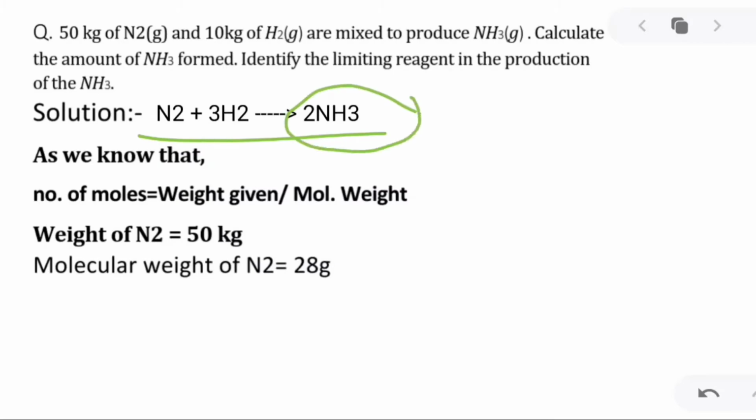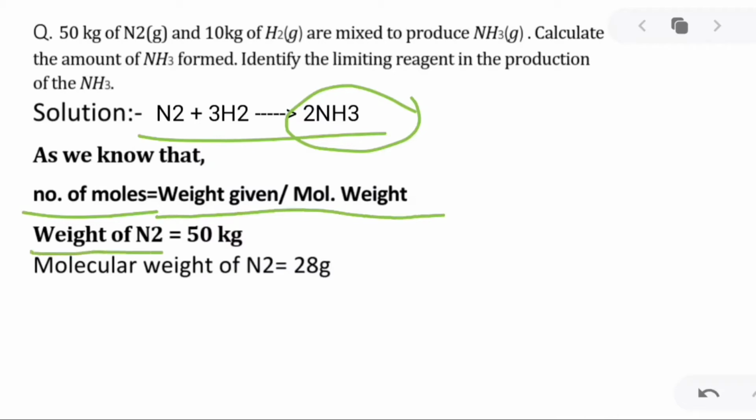Now we must calculate the number of moles of N2 and H2 to find out which reactant is the limiting reagent, that is, which reactant is present in the lesser amount. The formula for number of moles is weight given divided by molecular weight. Now we must calculate the moles of N2.